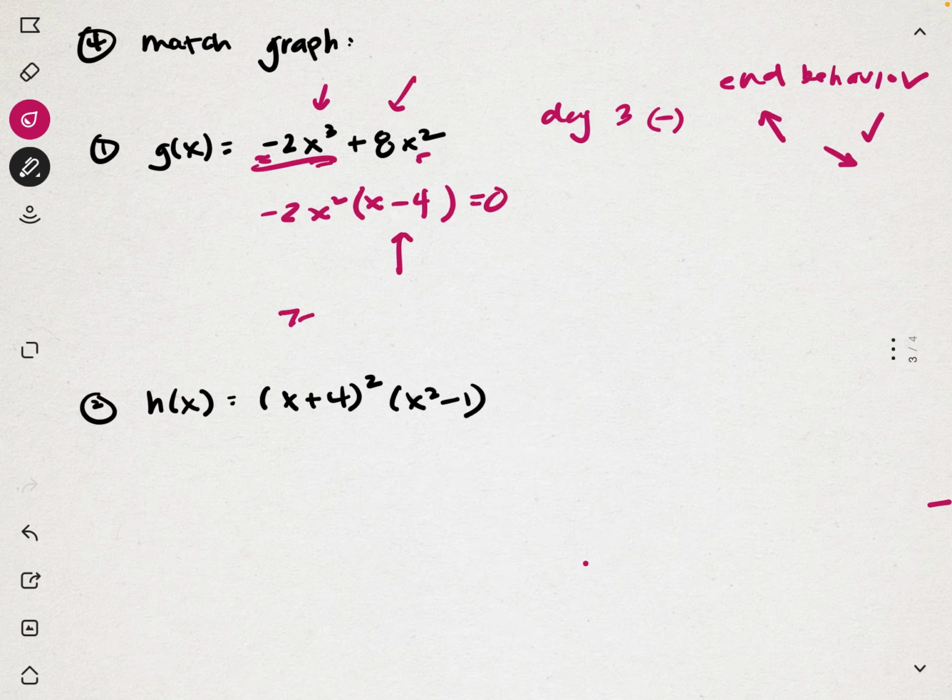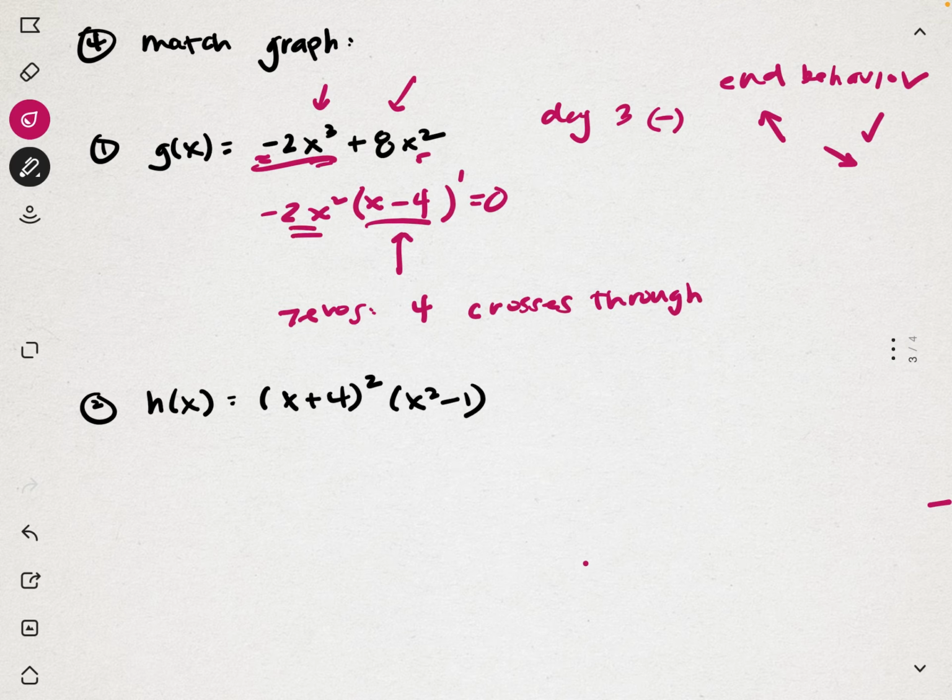So notice we have a 0 here. So zeros. We have one at positive 4, right? Because 4 minus 4 is 0. And because we don't have a power here, or actually the power is 1, we know that this goes through. So this crosses through the x-axis.